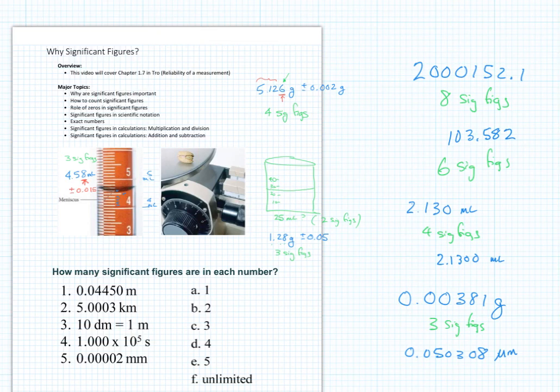All right, here's a measurement in micrometers, 0.050308. I purposely put some zeros in the middle. This leading 0 does not count behind the decimal place, but these zeros inside do count. So this number would have 1, 2, 3, 4, 5 sig figs. Okay?